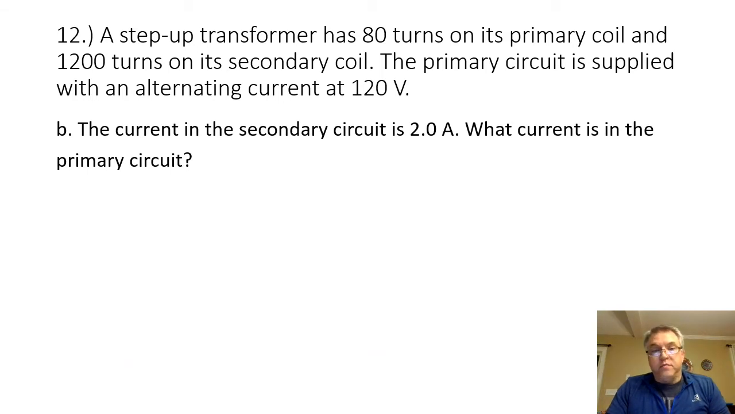Part B of problem 12 tells us that the current in the secondary circuit is 2 amps. What is the current in the primary circuit? So they give us the output current of 2 amps, or the current coming off of the secondary coil, and they're asking us to find the input current, or the current going into the primary coil.